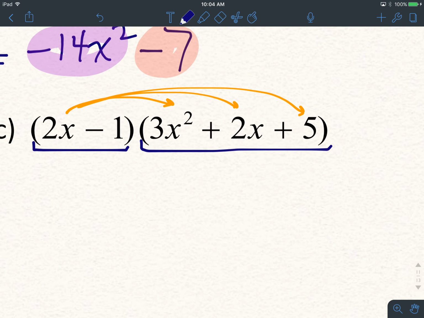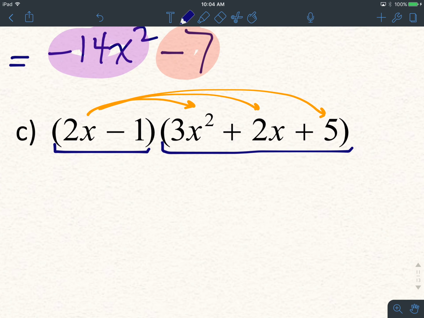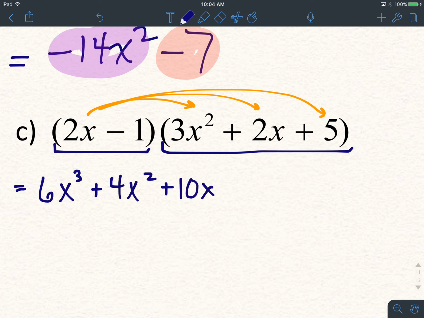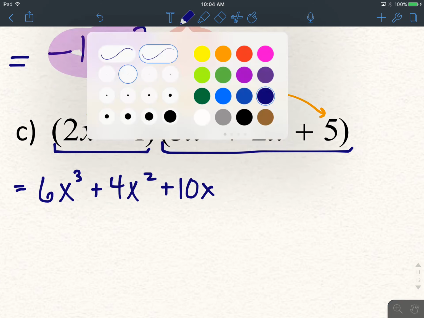We have 2x times 3x squared. That will give us 6x cubed. And 2x times 2x is plus 4x squared. 2x times plus 5 is plus 10x. So we have expanded out the first term in the binomial into the trinomial. Now we're going to do that same thing with the second.